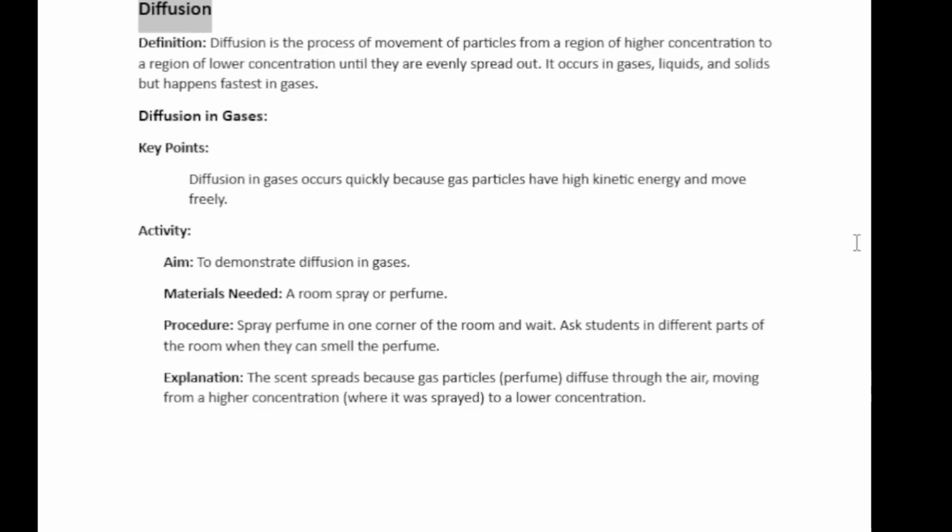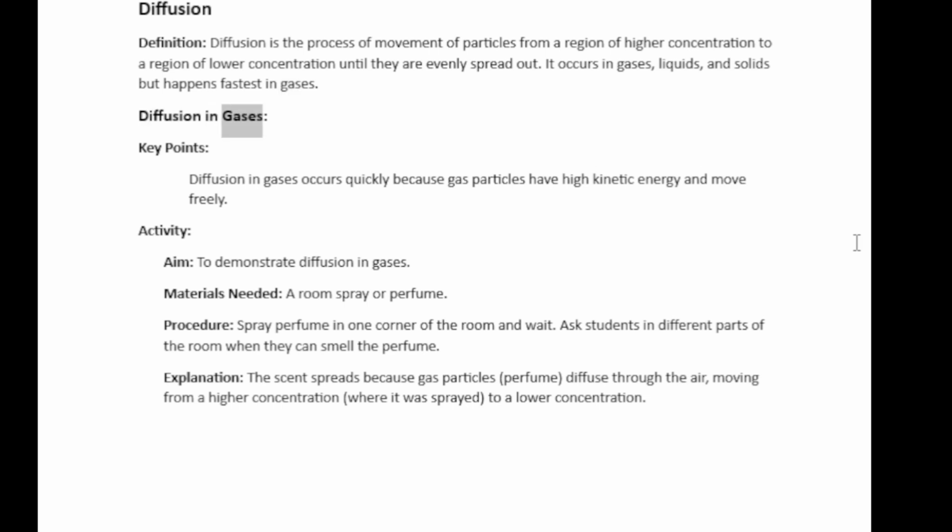Diffusion. Definition. Diffusion is the process of movement of particles from a region of higher concentration to a region of lower concentration until they are evenly spread out. It occurs in gases, liquids, and solids but happens fastest in gases.